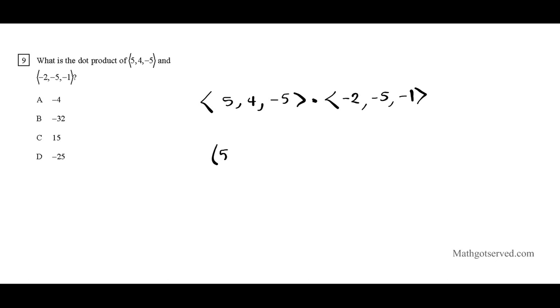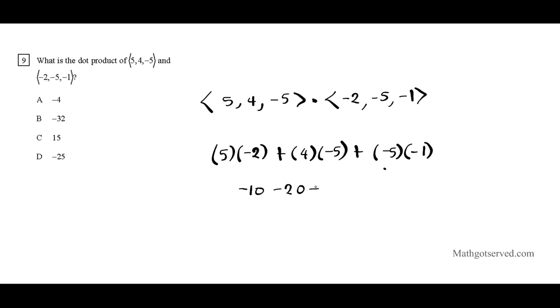So we're going to go 5 times negative 2, that's the product of the x's, plus 4 times negative 5, that's the product of the y's, plus negative 5 times negative 1, that's the product of the z's. All right, let's work this out. We have negative 10 minus 20 minus 1 times minus 5 is positive 1. Okay, so this equals negative 30. Actually, this is plus 5 right here. So minus 30 plus 5 equals negative 25. So the answer is option D.